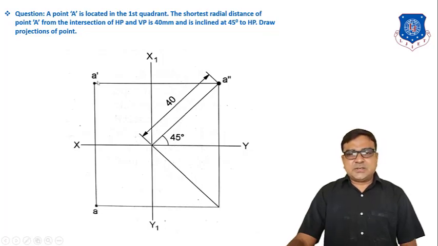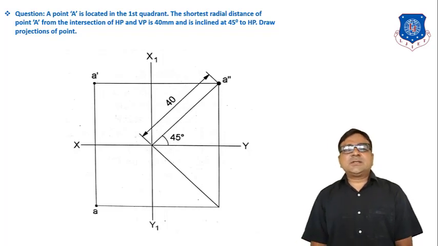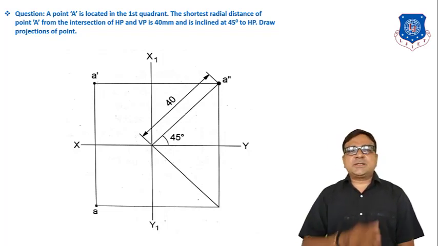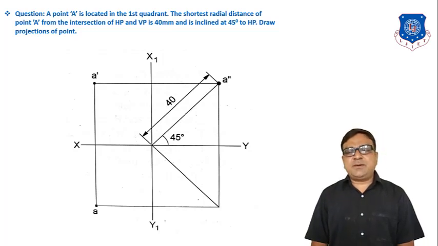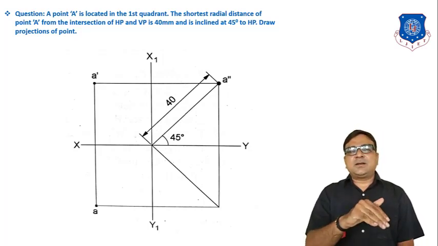Okay. So remember, the front view and top view of any point always come on a single vertical line, and the front view and side view of any point also come on a single horizontal line.